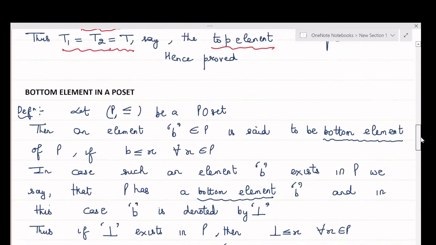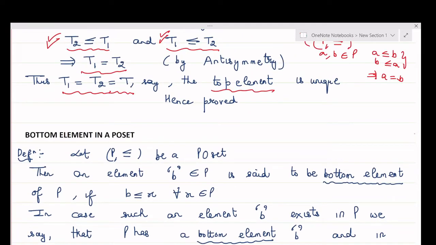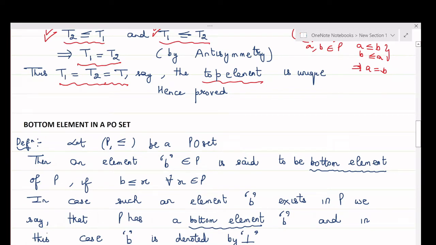Now coming to a parallel concept, which is the concept of the bottom element in a PO set. So let us now give the definition of the bottom element in a PO set. Let P, ≤ be a PO set. Then an element B belonging to P is said to be the bottom element of the PO set P if B ≤ X for all X belonging to P, which means that B is smaller than every element X belonging to P, or every element X belonging to P is greater than B.